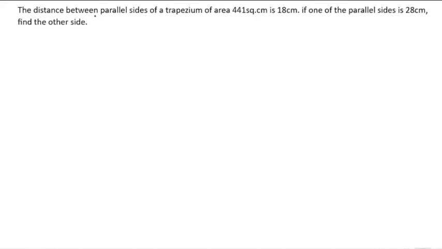The distance between parallel sides of a trapezium of area 441 square centimeter is the area of the trapezium, and the distance between them is 18 centimeter. That means this is h. If one of the parallel sides is 28 centimeter, suppose this is a, we need to find out the other side, that is b.